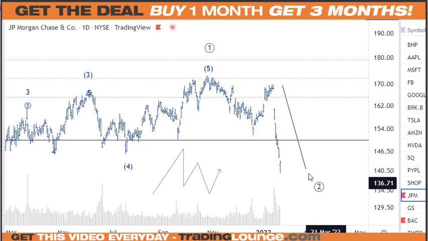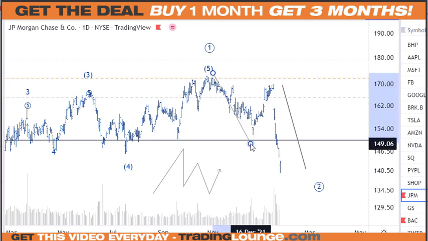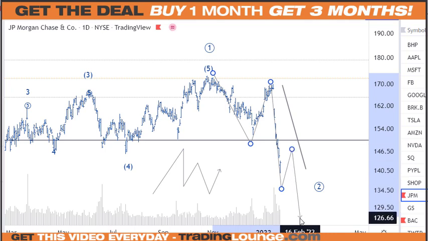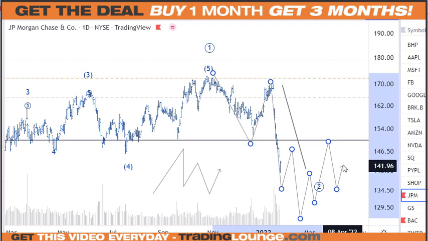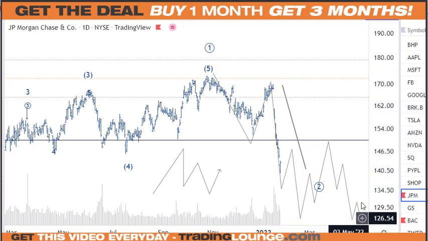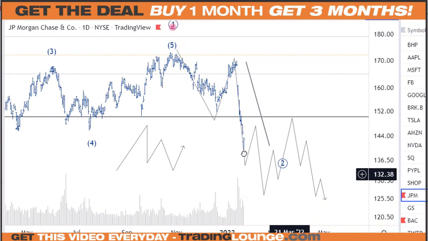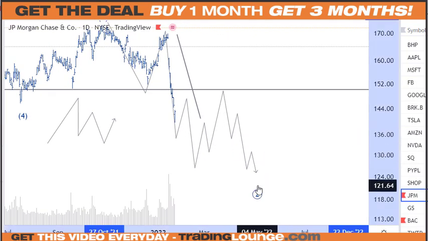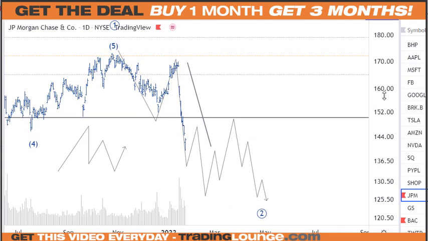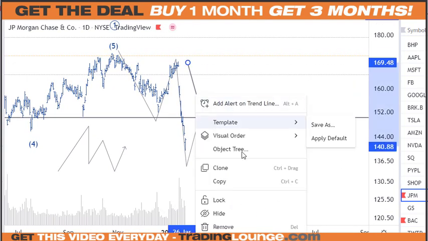So that's this one. So possibly 1, 2, 3, 4, and 5 here, then an A, B, and C back here, and then another 5 waves coming down here to finish off. I'll just squash it in there, but you get the picture. So a bigger ABC pattern for all of this. So I need to ponder that as well. Let me just have a look at a couple of the others.